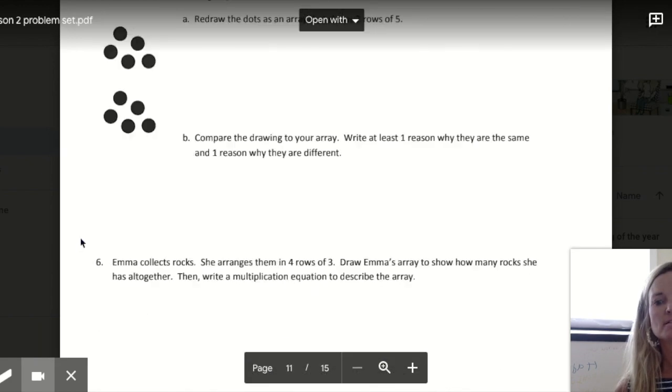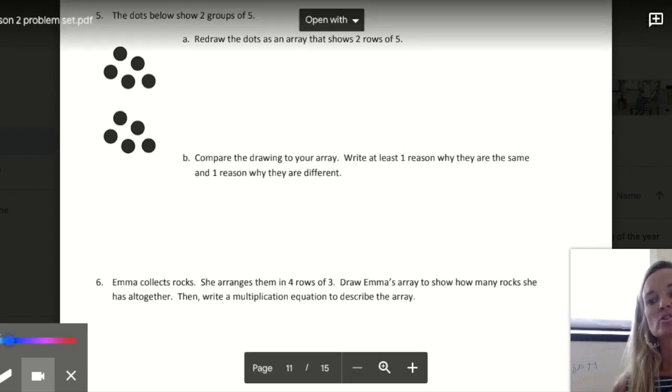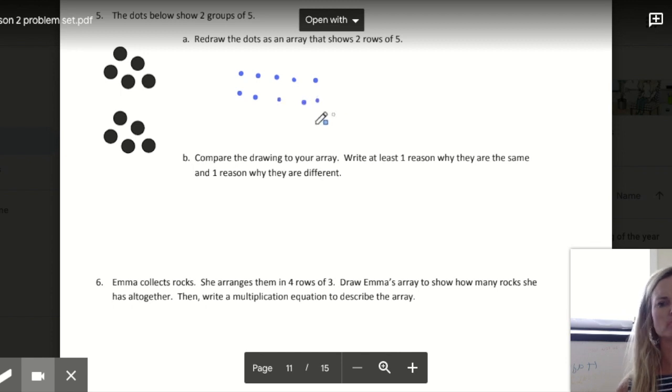All right, let's go on down. You're doing a great job. Let's look at number 5. It says the dots below show 2 groups of 5. Redraw the dots as an array to show 2 rows of 5. Okay, so remember rows go down. Okay, so we have 1, 2. Now that's how many we have. We're going to have 5 dots in each row. So we have 1, 2, 3, 4, 5. 1, 2, 3, 4, 5. My line's not very straight. So that would be an array.